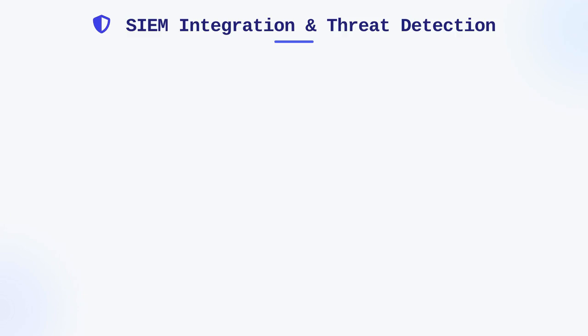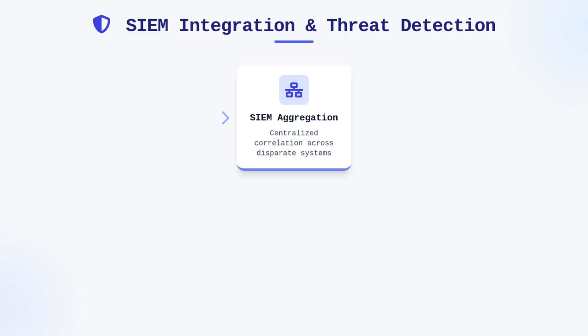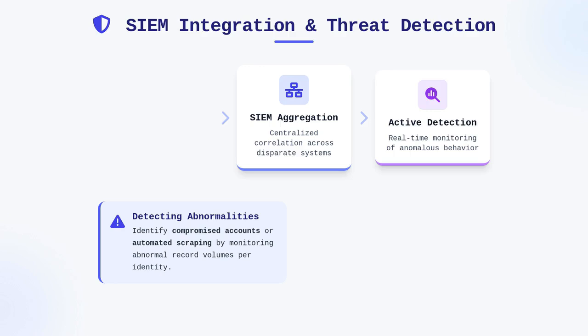Once your structured telemetry is secured and sanitized, the final step involves streaming this data into a centralized security information and event management platform for analysis. Raw logs have limited value unless you have the tooling to aggregate them and correlate events across disparate systems. Through SIEM integration, you can define specific queries to monitor for anomalous data scraping behavior, such as a single user identity accessing an abnormal volume of records in a short time frame. This capability is vital for detecting compromised accounts or unauthorized automated processes that attempt to bypass application layer controls.